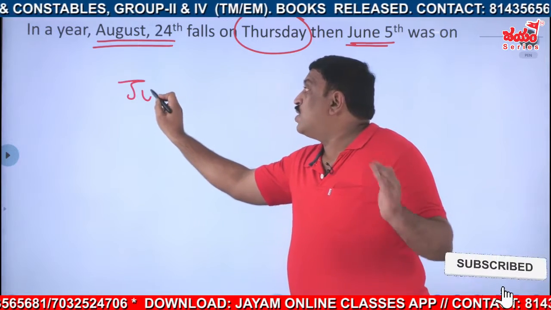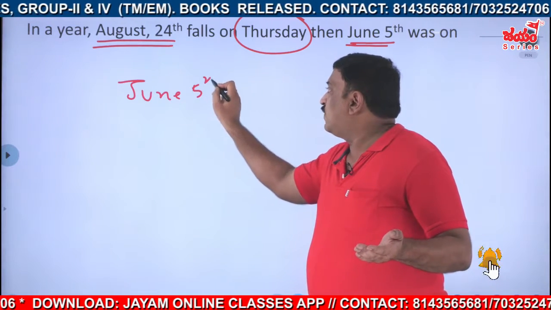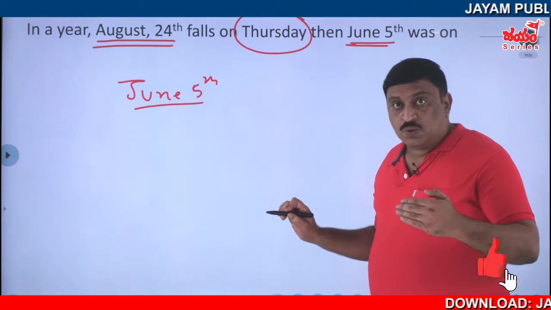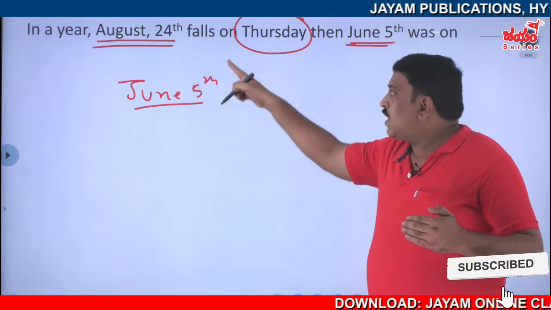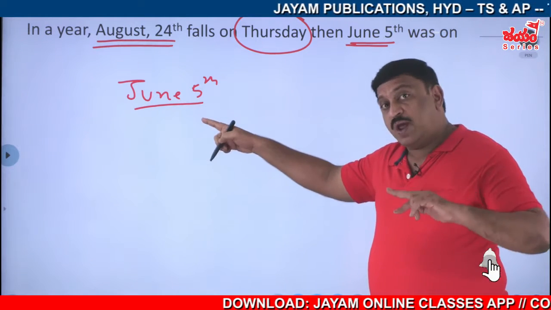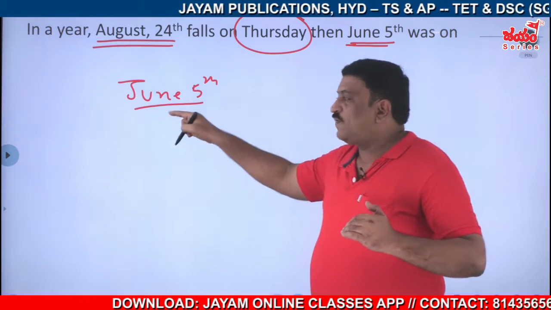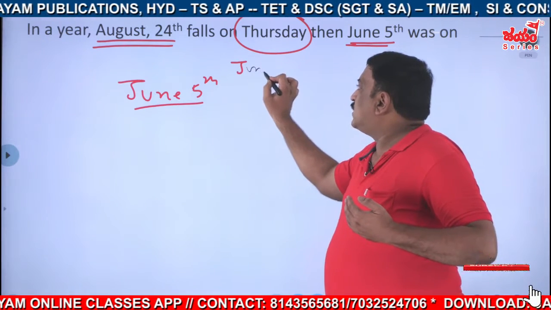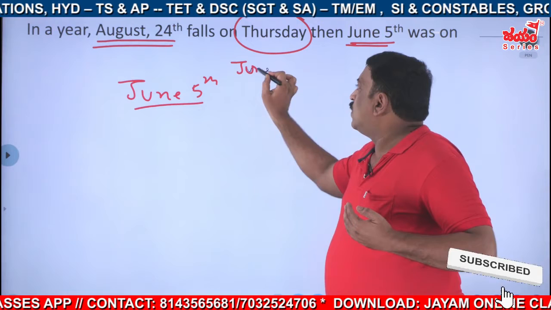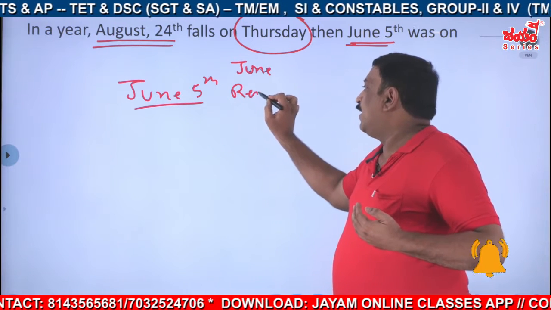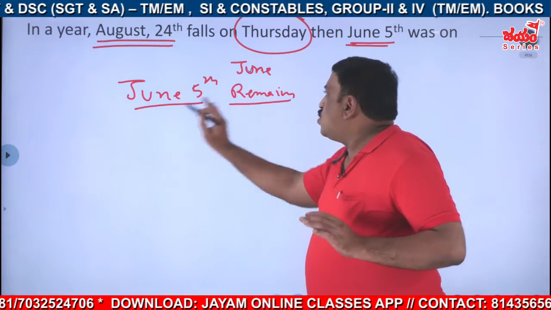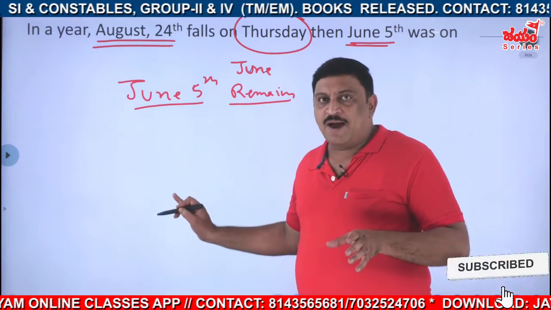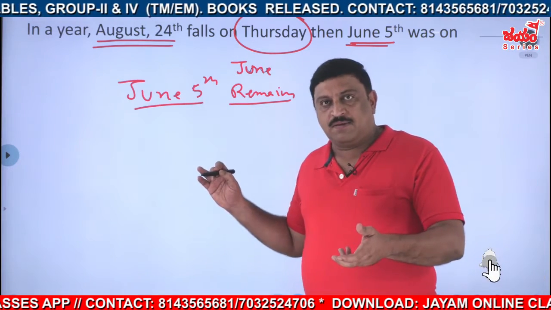First, procedurally, according to the calendar, you have to write June 5th. After June 5th, how many months will be there up to August? June, July, August, right? So for June 5th, we have to take June remaining, always. This is crucial. While writing the starting month, there are two parts: one is the date part, the other is the remaining part. Right?